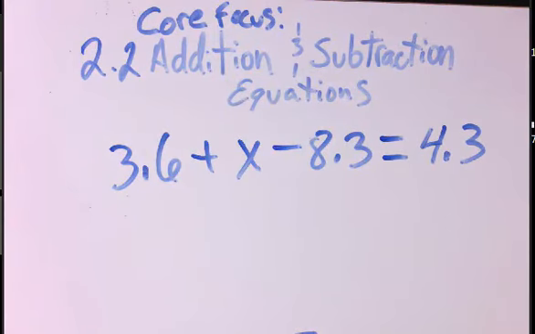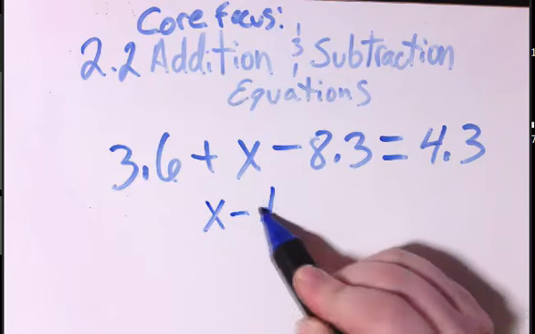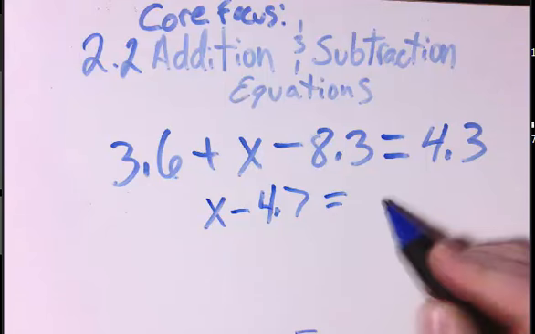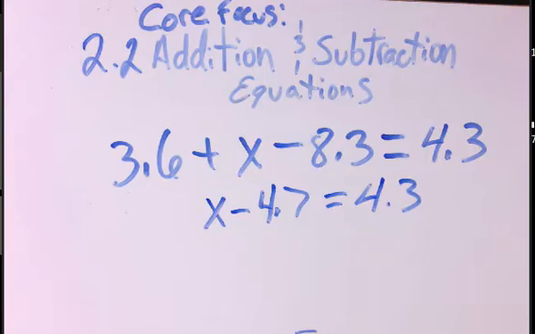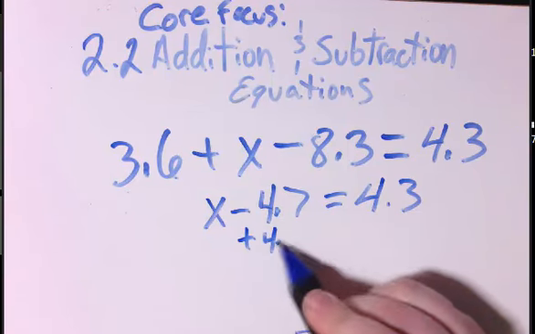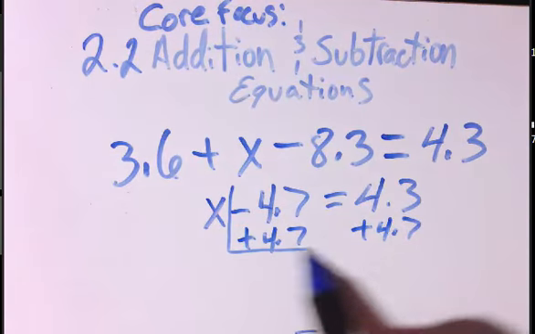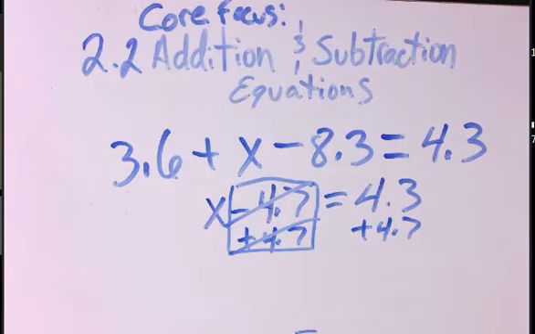So I'm going to combine like terms first. We're going to take the negative 8.3 and add the 3.6. That is going to give us x minus 4.7 is equal to 4.3. And because this is a negative 4.7, we can add 4.7 to both sides, because remember, we want all this here to equal 0, and it does. So then x is equal to 9.